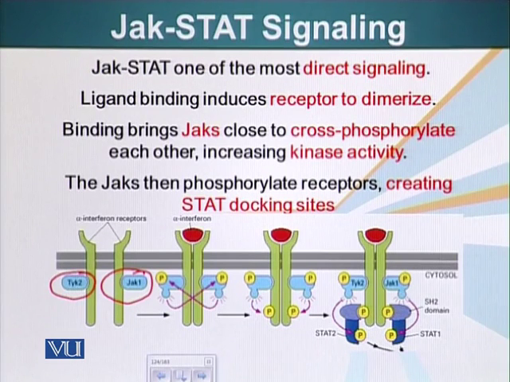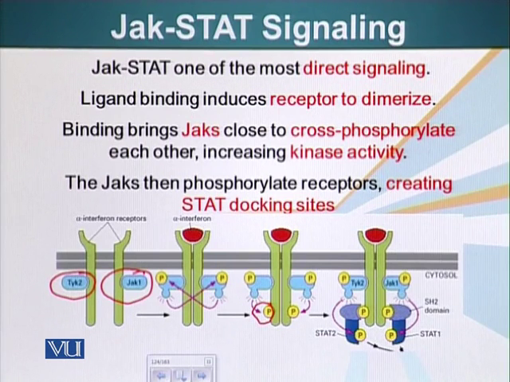When JAKs are phosphorylated, they phosphorylate specific regions of the receptor, and these phosphorylated amino acids basically serve as docking sites for another type of protein called STATs. So again, when we talk about different molecules, it is not that there's only one type of molecule. There are several different types of STATs, several different types of JAKs. We'll talk about them. So here, the phosphorylated receptor is basically serving as a docking site for STAT proteins.